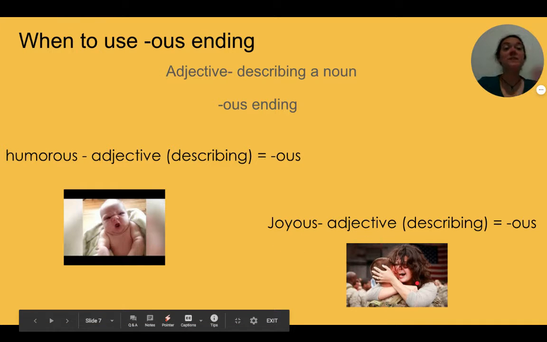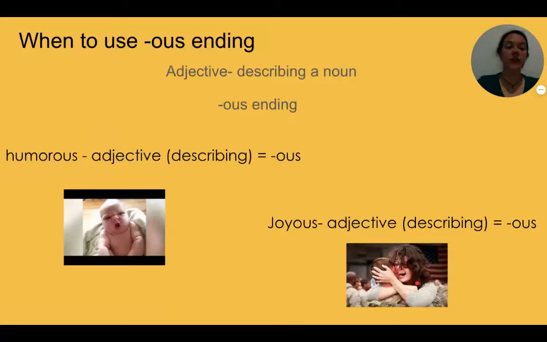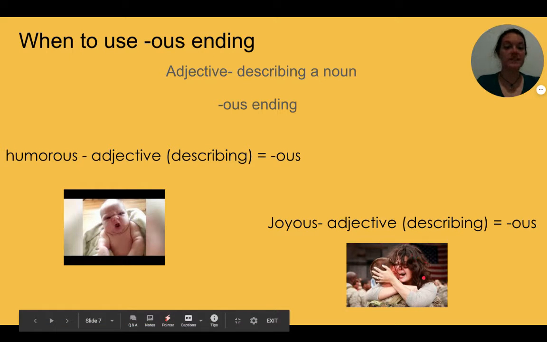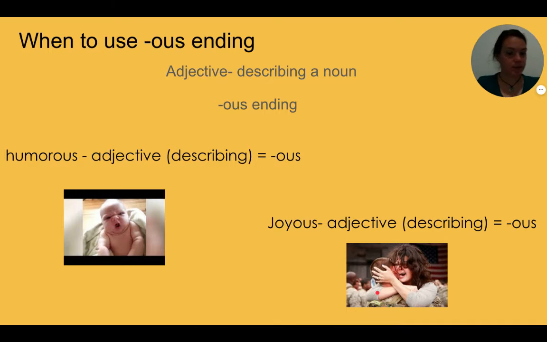So joy is something that's very happy. It's another word for happy. So here we go. This woman is joyous to see, I think, either her husband or your brother or a friend. So the woman is joyous. So the woman is the noun, which is the person, place, or thing, and joyous is the adjective, which is describing the person, place, or thing. So the woman is feeling, which is describing her feeling, which is joyous. So that's when you would use the OUS ending.